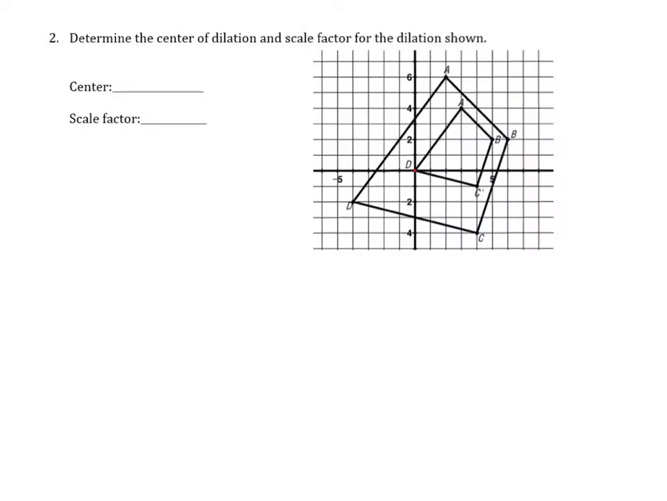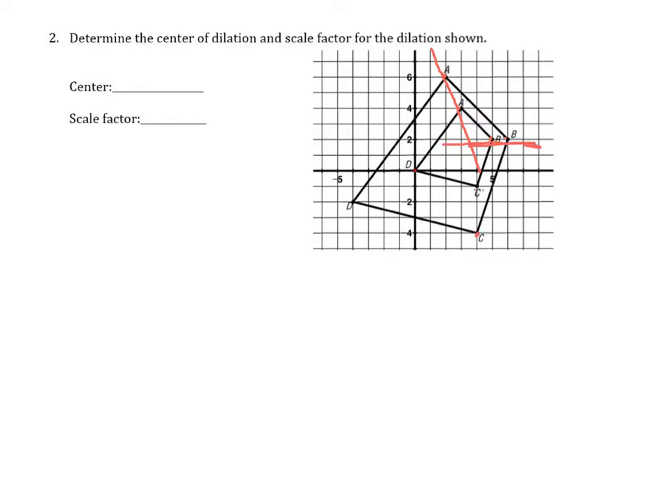For the second example, I have my image inside of my pre-image. Notice this is A prime, B prime, C prime, and D prime inside of A, B, C, D. That tells me that my center of dilation is going to be somewhere inside of that image. Once again, I'm going to connect my pre-image points to my image points. So we're going to go A to A prime, and I'm going to try to draw a straight line through them. I want to go B to B prime, a straight line through them.